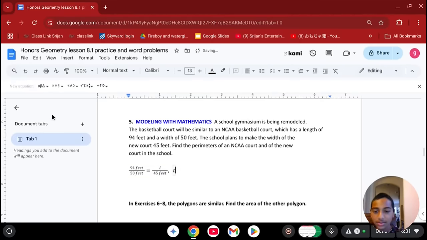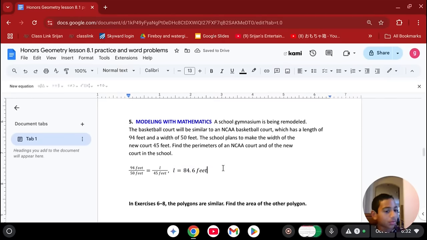So we get L is equal to 94 times 45 divided by 50. Let's do that. So 94 times 45 divided by 50, we get 84.6 feet. But we're not looking for the length. We're looking for the perimeters of both courts.